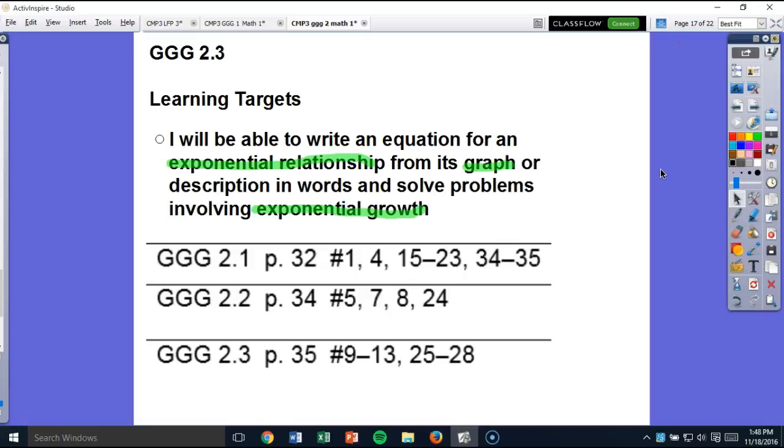You may just be able to look at it, find a pattern, and come up with your equation. So use whatever problem-solving method you want to, but think about how we've been working so far, and maybe we do that in reverse order. When we get done, our 2.3 ACES questions are 9 through 13 and 25 through 28.